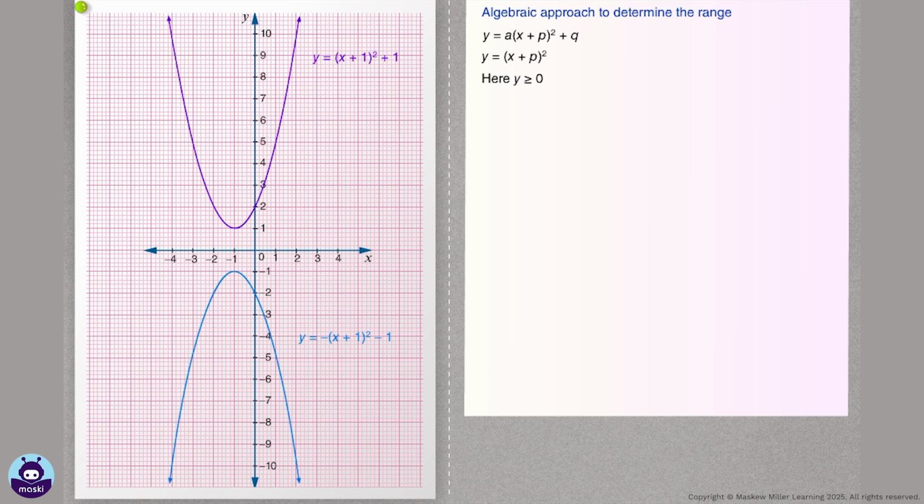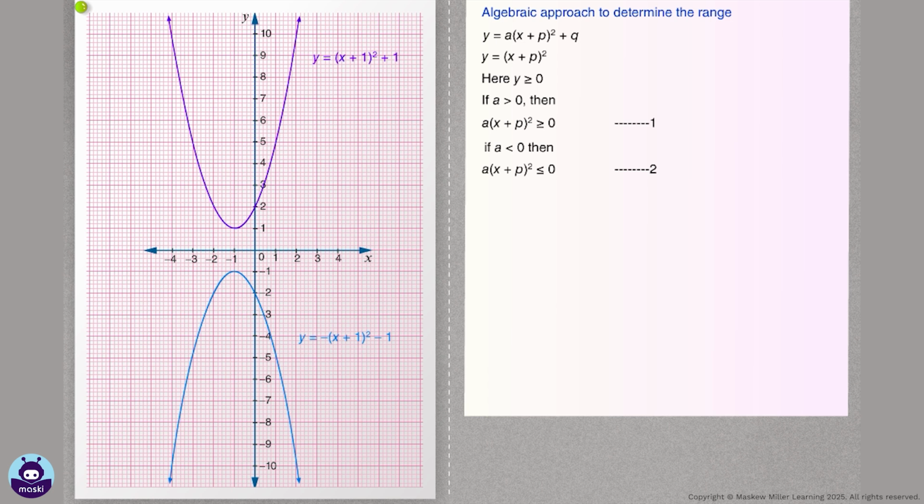Here, y greater than or equal to 0, since the square of any real number is never negative. If a greater than 0, then a times x plus p the whole square greater than or equal to 0. And if a less than 0, then a times x plus p the whole square less than or equal to 0. Now let us analyze the effect of q on the range when a greater than 0.